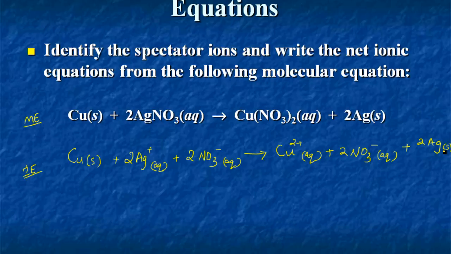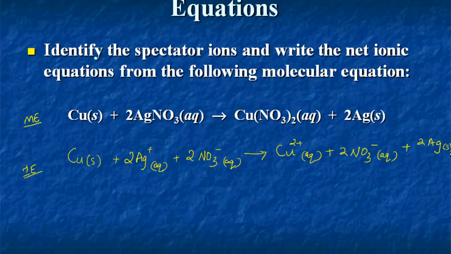Cu solid. Do I have Cu solid on both sides? No. I have? Okay. 2 Ag plus aqueous. Do I have 2 Ag plus aqueous on both sides? Where is it on the right side, Senia? Tell me. One is 2 Ag plus aqueous. Here what we see is 2 Ag solid. Are they one and the same? They are not. Okay? They are not.